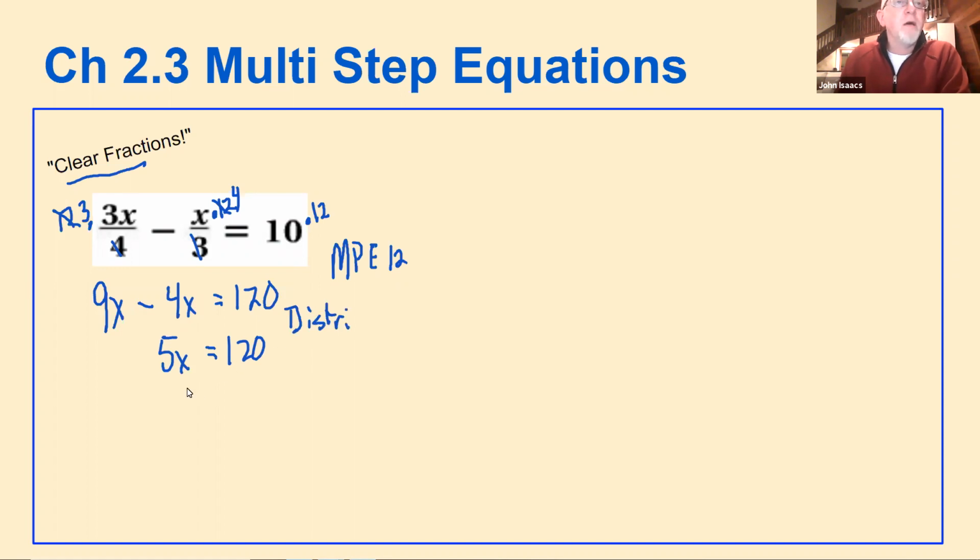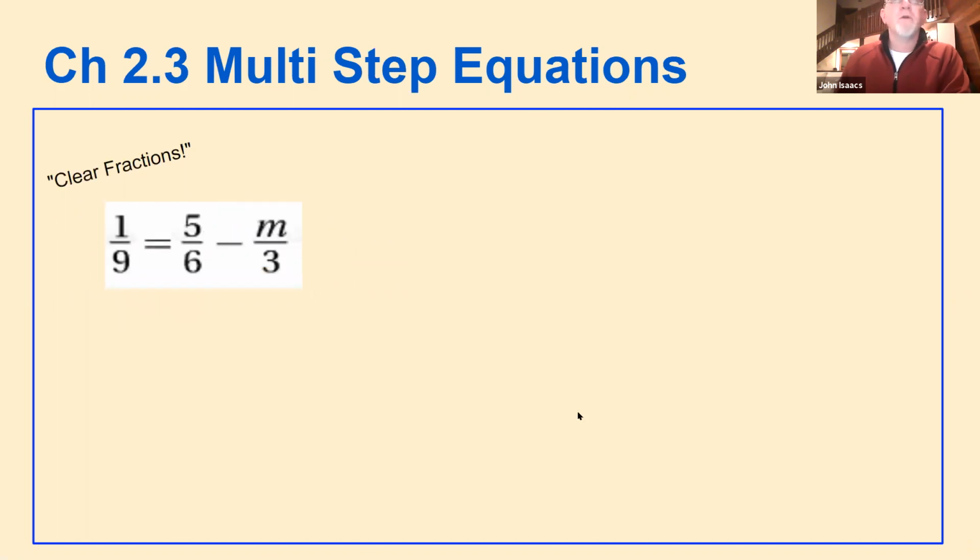And then lastly, we're going to use the division property of equality, dividing by 5. Let's see, 5 goes into 120 24 times. So x equals 24, and we're done. So that's an example of clearing fractions. We're going to do one more.